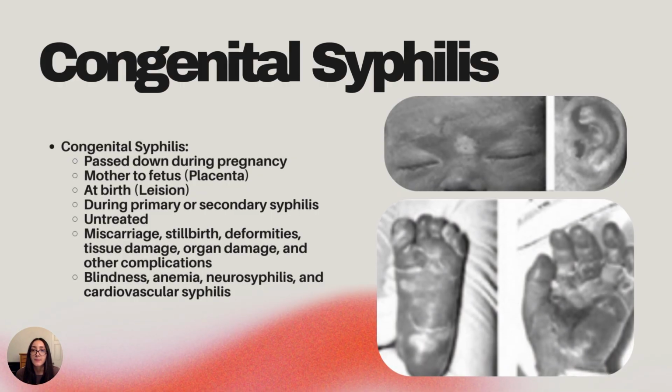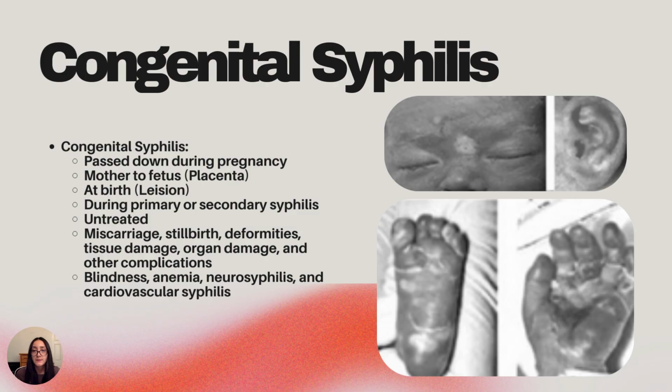Congenital syphilis happens when an infected mother passes the infection to her baby during pregnancy through the placenta, or at birth if she has an active lesion. And transmission is usually during the primary or secondary stage, especially if the infection is untreated.